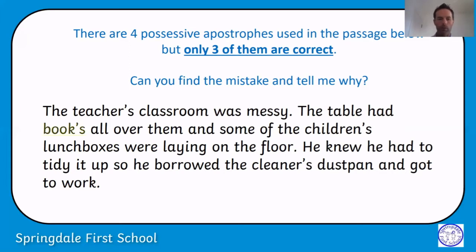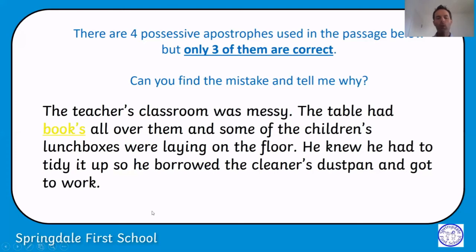Okay, let's have a look. Excellent work. Books is the mistake. Can you tell me why? Excellent. The book could be an owner, the book's pages, but it's not owning anything. The book doesn't own the all. The teacher owns the classroom, the children own the lunch boxes, and the cleaner owns the dustpan. But the books doesn't own anything, so it doesn't need a possessive apostrophe. So I need to remove that, because books is just a plural.